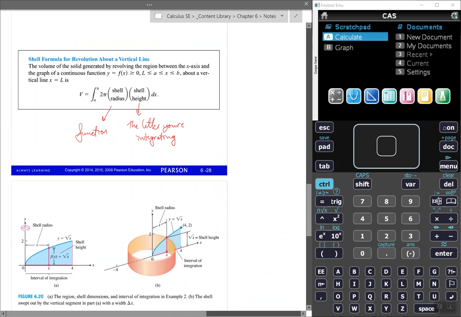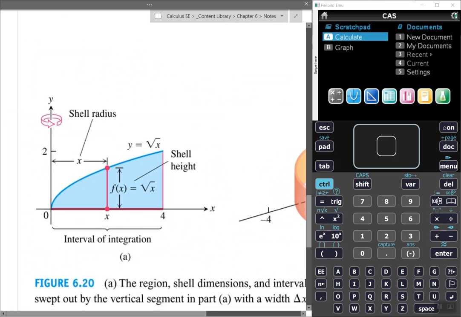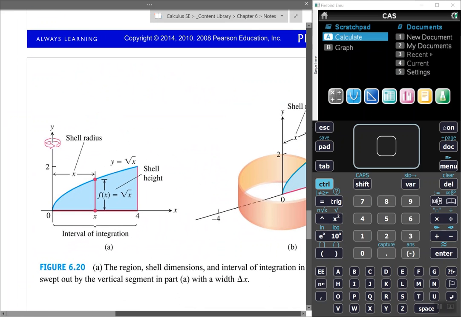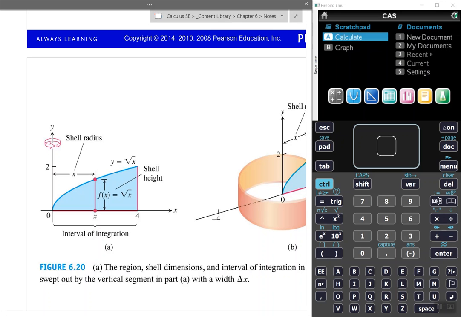Okay, so let's go through this example here. So we have the function y equals the square root of x, and we're rotating over the y-axis. You could rearrange this to be x equals y squared and then do the washers and disks method, and you should get the same answer. So we will do that. We'll do the new cylindrical shells method first, and then we'll go back to washers or disks and see if we get the same answer.